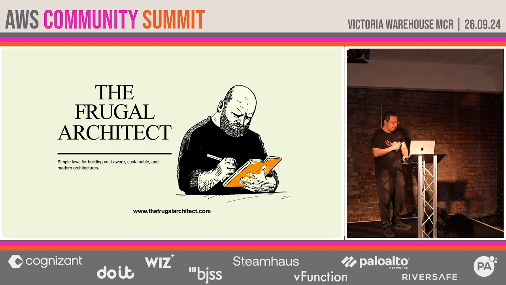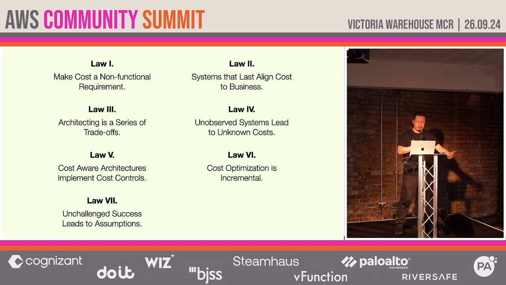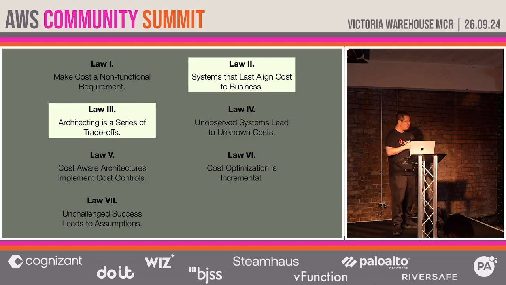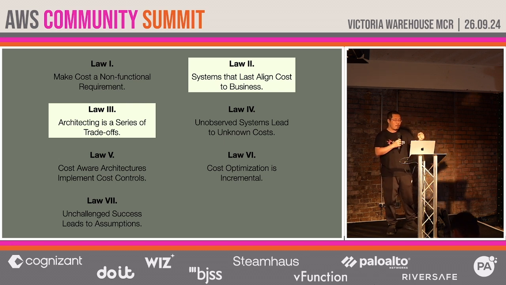So last re:Invent, Werner gave us the Frugal Architect, and he gave us 7 different rules for a frugal architect. And I really like these 2, which say that architecting is a series of trade-offs, and that we should pick systems whose cost is going to grow in the same dimension as our business revenue.